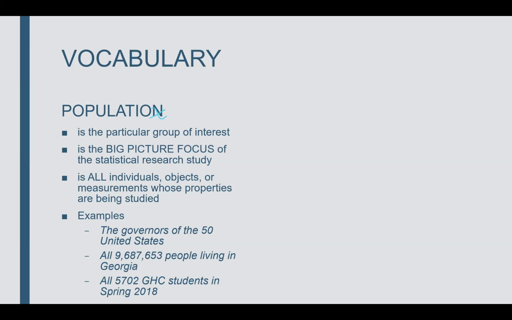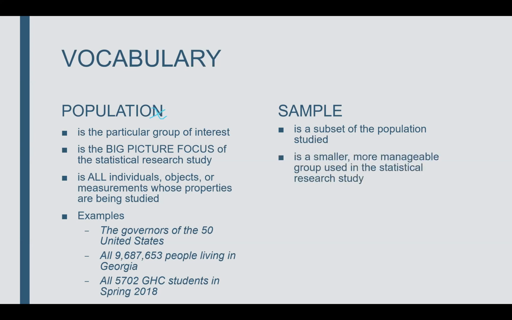So most times within research, what researchers do is instead they deal with what we call the sample. The sample is a subset of the population. It's a smaller, more manageable group that's used in the statistical research study. It typically is going to be some, S-O-M-E, some of the individuals, objects, or measurements whose properties that we're studying.